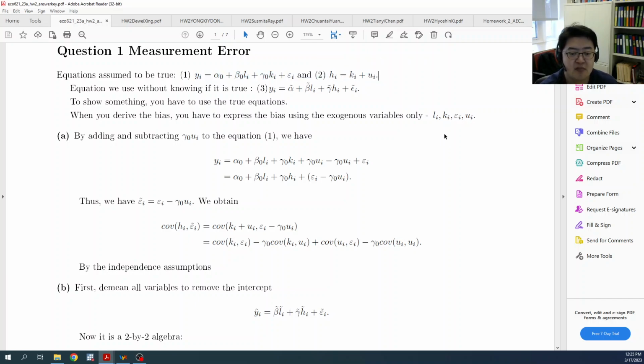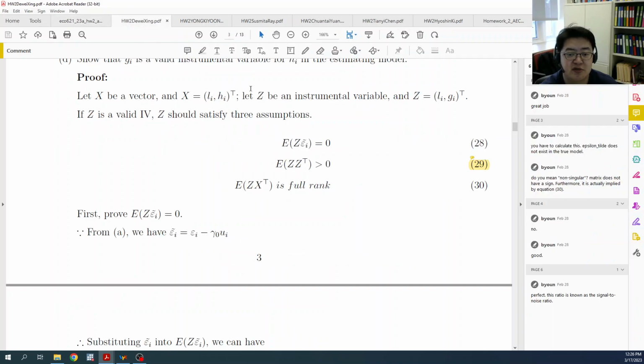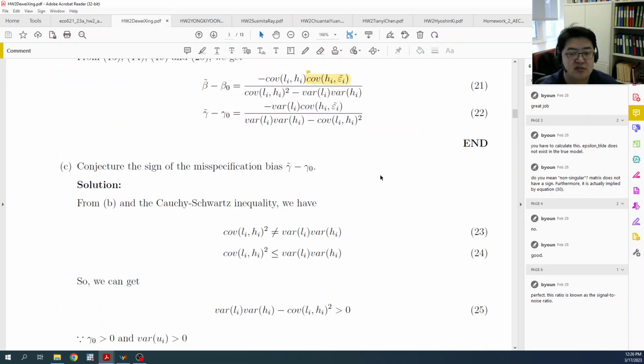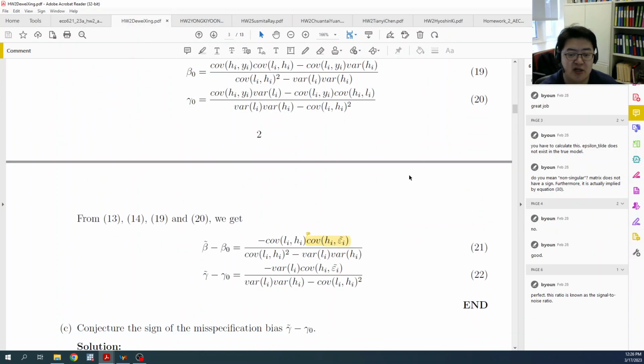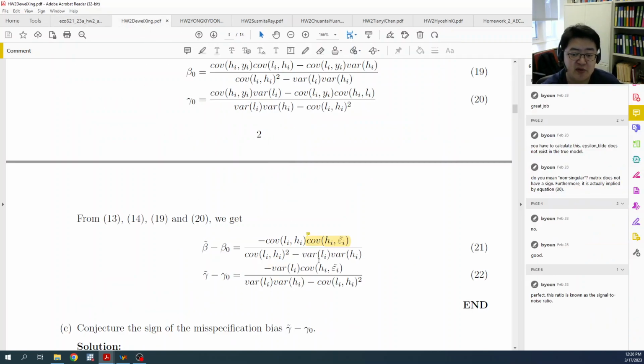And then, somehow I did not complete the answer. I will. And another thing, let me show you some example. Some of you have considered, for example, in part B, I asked you to calculate the misspecification bias. So for example, in this answer, the bias includes the covariance between h and epsilon tilde.